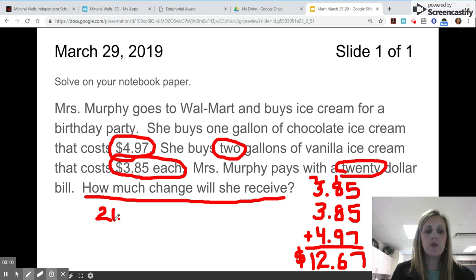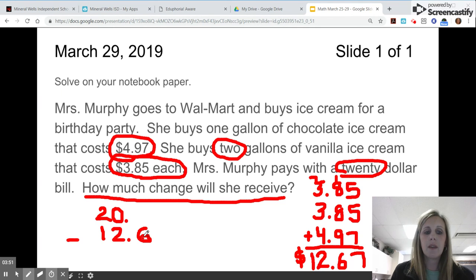20. Now, I'm going to subtract because this is how much she paid, and so what's left is going to be her change. So I'm going to subtract $12.67. But I don't have a decimal to line up over here. That tells me this is a whole number. And anytime I have a whole number, I have an imaginary decimal right after the ones place.